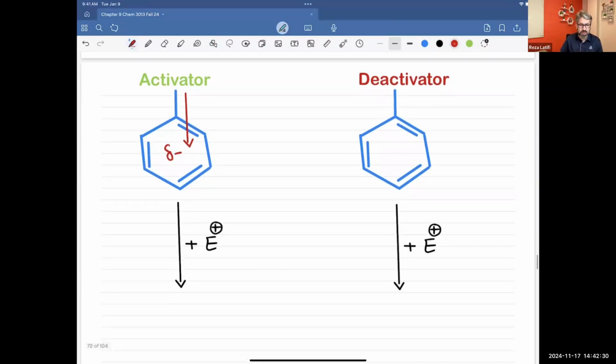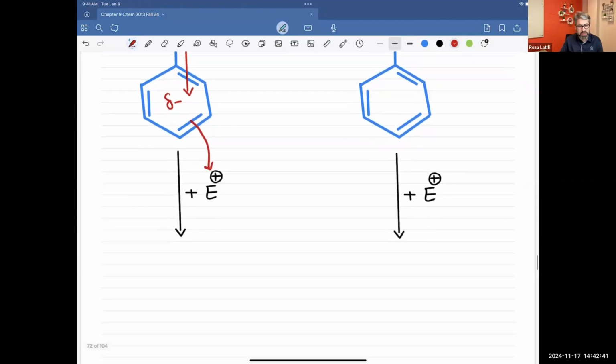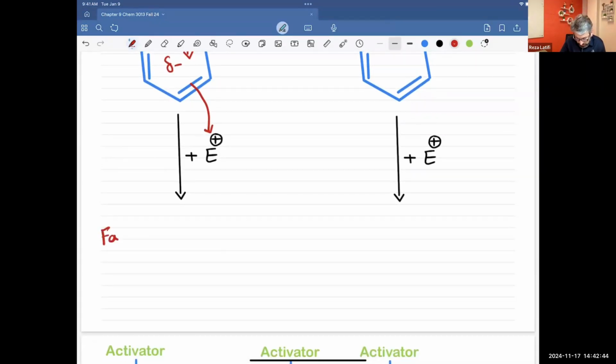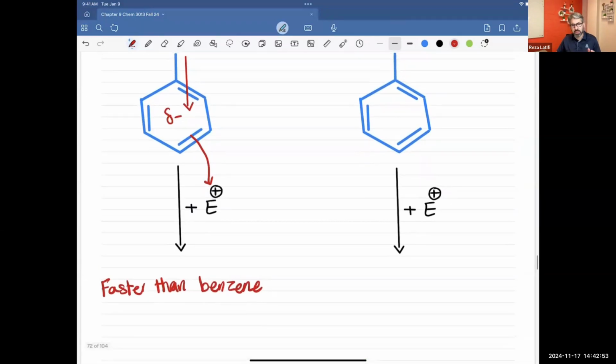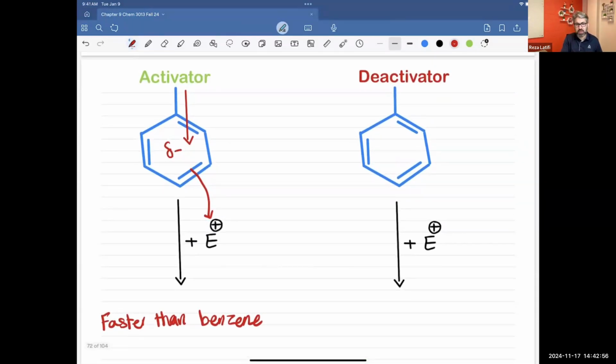And now that you are adding an electrophile to it, the electrophile will see plenty of electron density inside the ring. Or we can say the ring, because it has more electron density, very soon is going to go after the electrophile, and the reaction will be faster than the benzene molecule, because instead of hydrogen, we have something that is donating electrons to the ring.